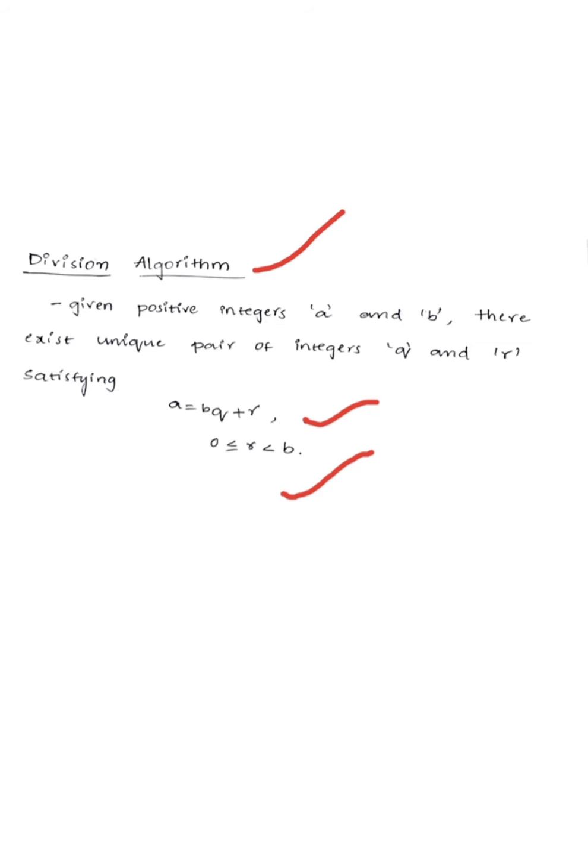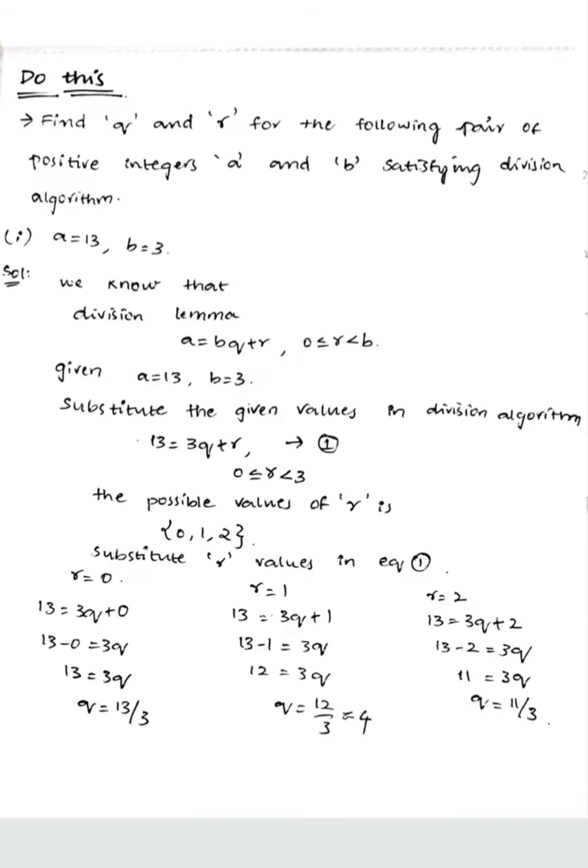It means that given a and b are positive integers. Remember, integers consist of positive values, 0 and negative values. In that, take only positive integers. And then there exists a unique pair of integers q and r. q and r both are integers which should satisfy the condition a equal to bq plus r, where 0 less than or equal to r less than b. If you don't understand anything about this, no worries, you can better understand by solving few problems.